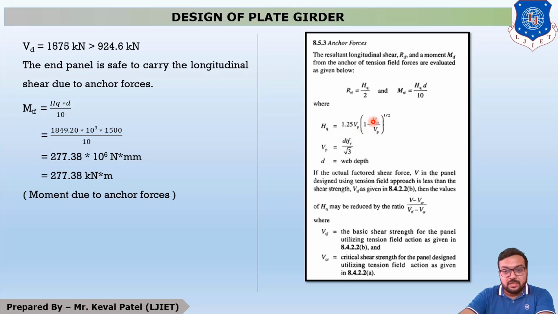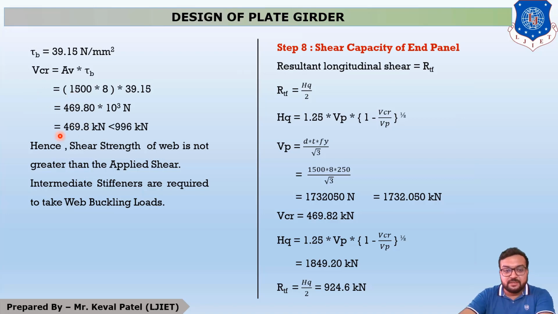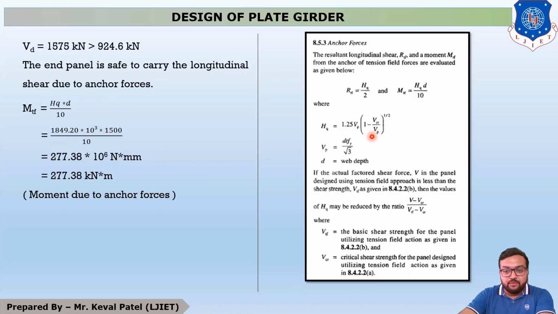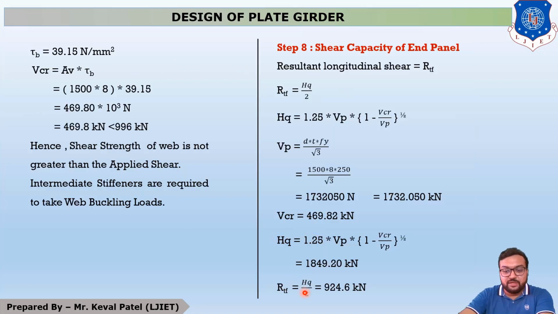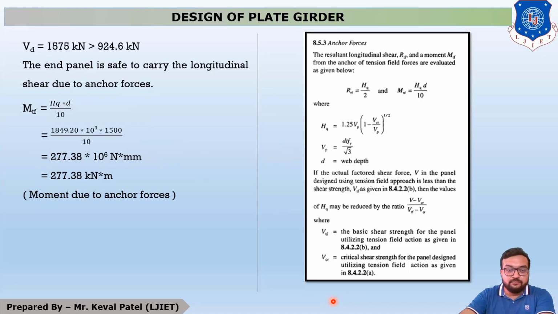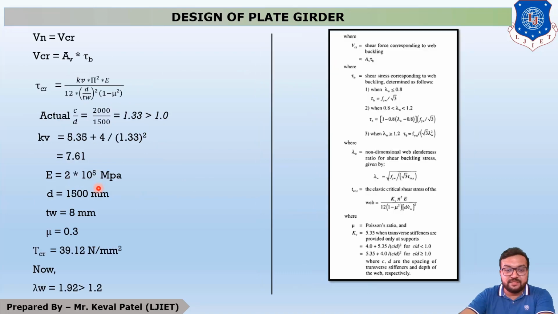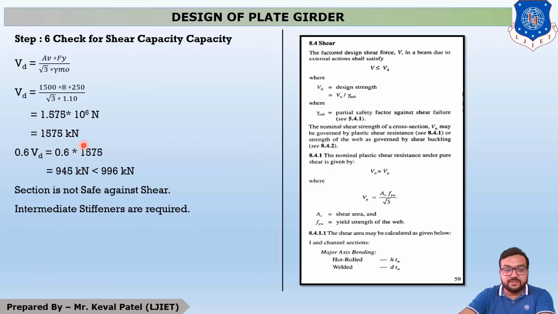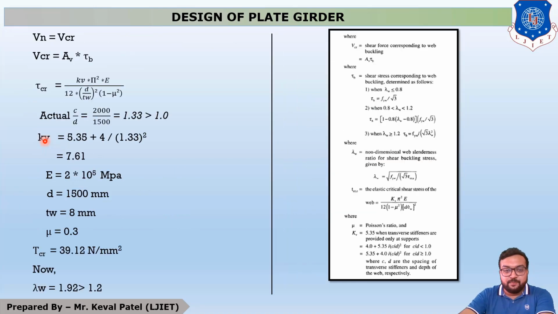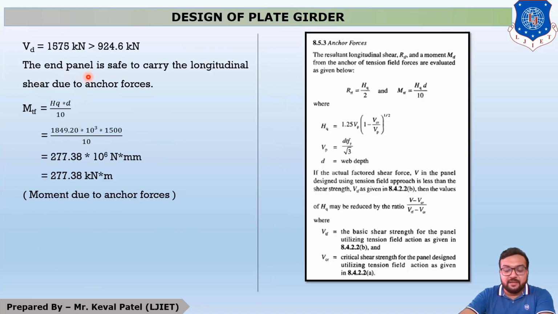1.25 is constant. VCR is 469.8, and Vp is found from this equation. So we will get our answer of HQ, and then HQ by 2 is 924.6 kilonewton. Okay, so students, this HQ is less than our 1575. So 1575 was found in step number 6. Okay, so we will pass. Therefore the end panel is safe to carry a longitudinal force.